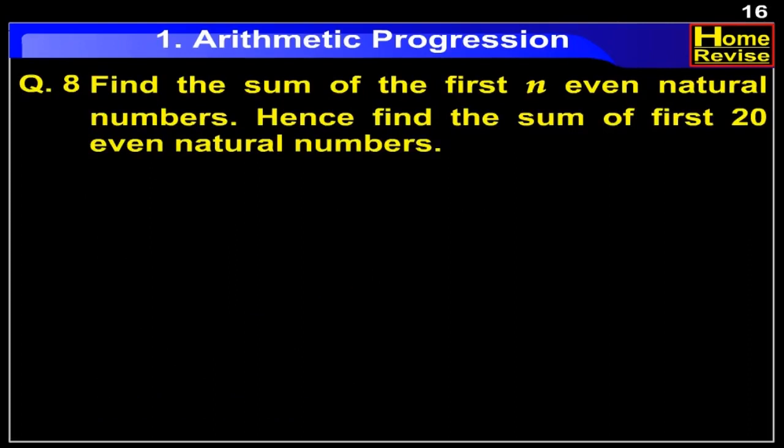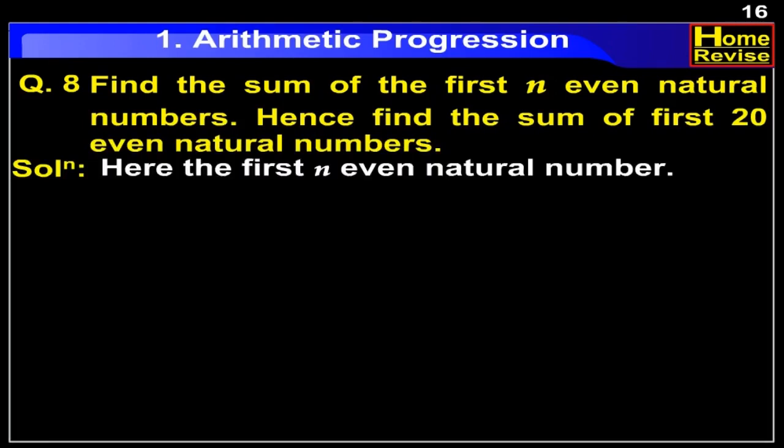Find the sum of the first n even natural numbers. Hence, find the sum of the first 20 even natural numbers. Solution. Here, for the first n even natural numbers, A is equal to T1 is equal to 2 and D is equal to 2.